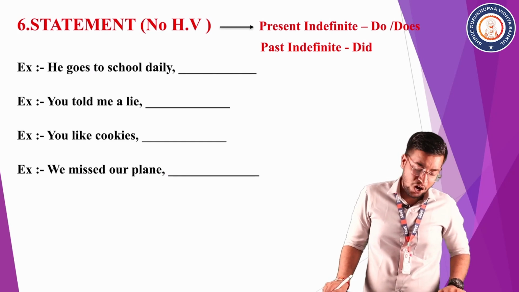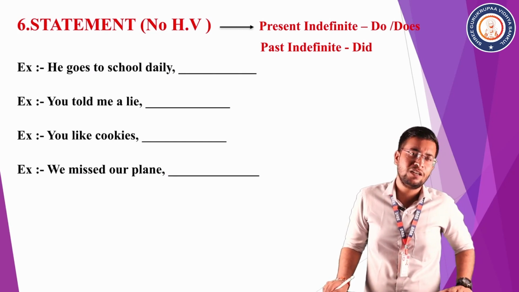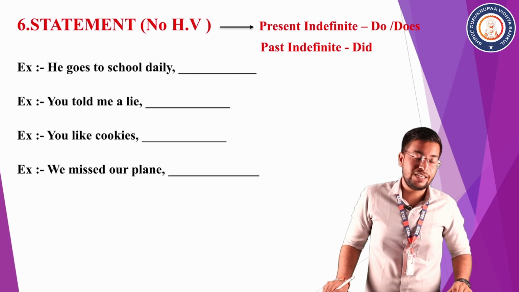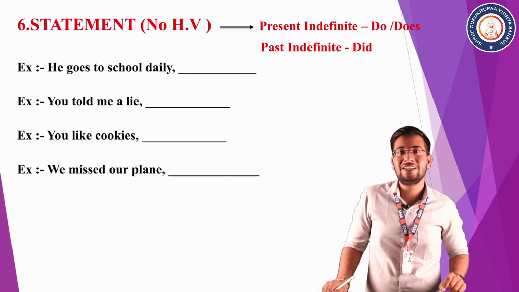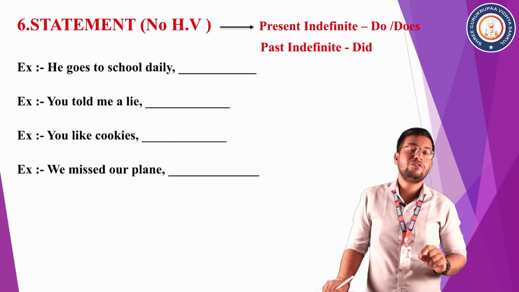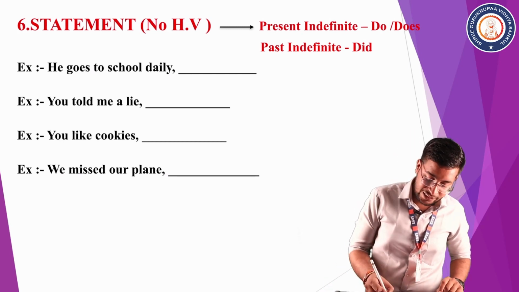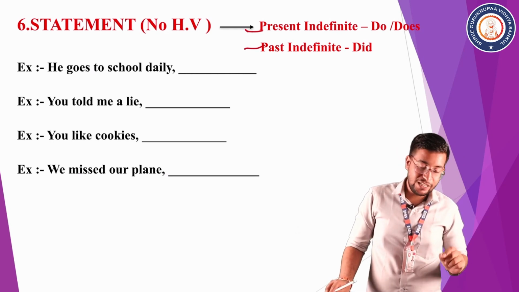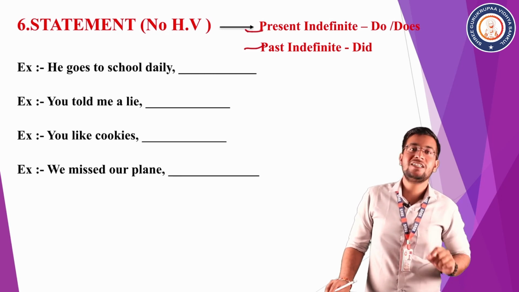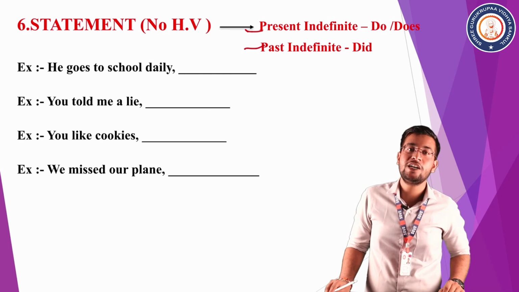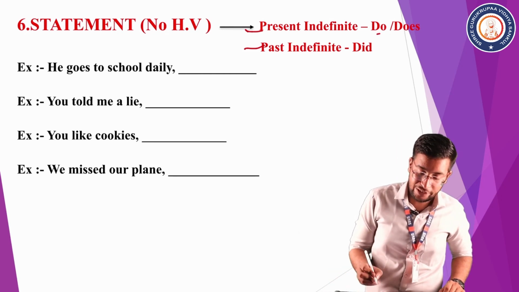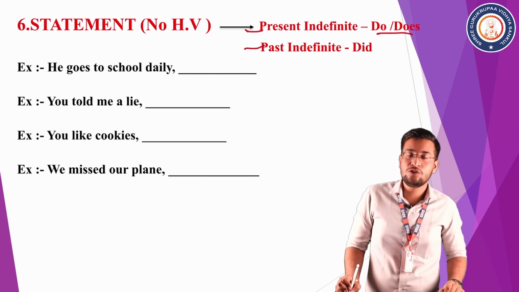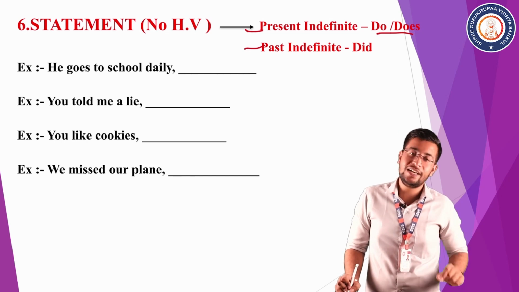So our sixth rule says, what if there is no helping verb in the statement? Now students, I ask you, is it possible to have a sentence without a helping verb? Yes, it is 100% possible that a statement comes without a helping verb. So if a sentence is without a helping verb, in that case, either the sentence is of present indefinite tense or of past indefinite tense. I repeat, if there is no helping verb in the statement, then the sentence is either present indefinite or past indefinite. If it is present indefinite, we will use do and does as the helping verb, and if it is past indefinite, then we will use did as the helping verb.